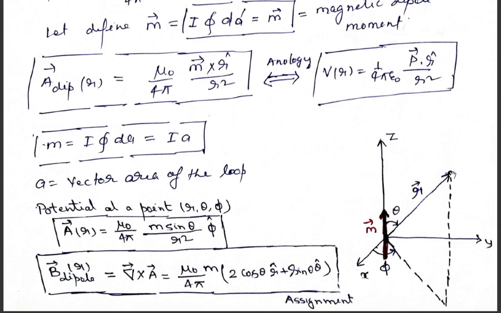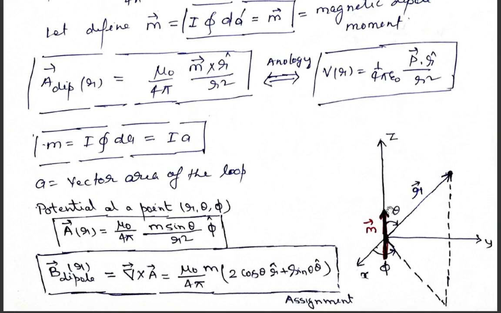So this is the point of observation, and this is making a phi angle with the dipole. Then we can write the magnetic vector potential due to a dipole as mu 0 upon 4 pi, and if you take the cross product, that is m sin theta upon r square.